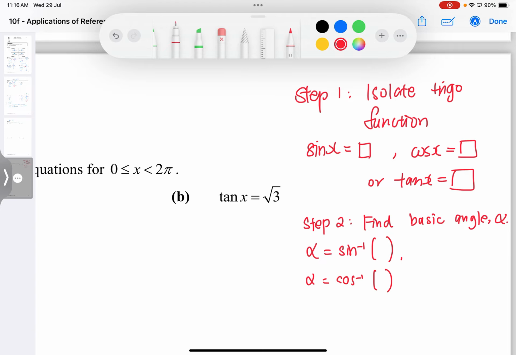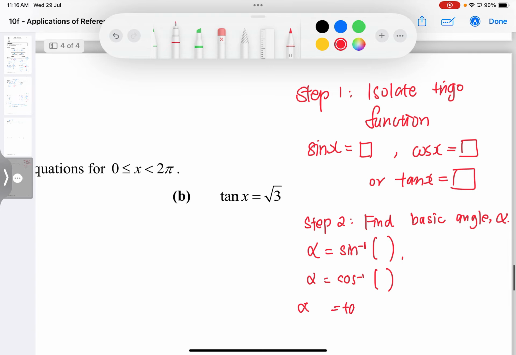Okay, cosine inverse of something, and alpha is tangent inverse of something. Rohan, I need Rennie to listen. I know you know, but you know, she... Okay, so find the basic angle.